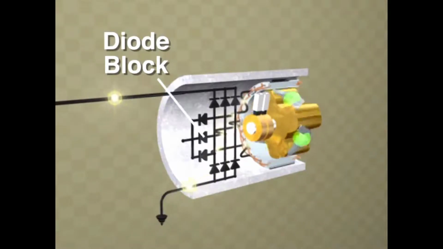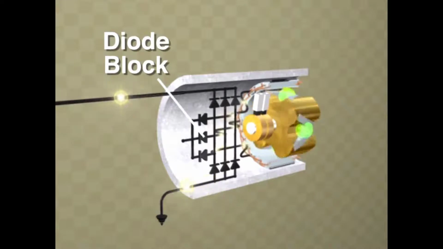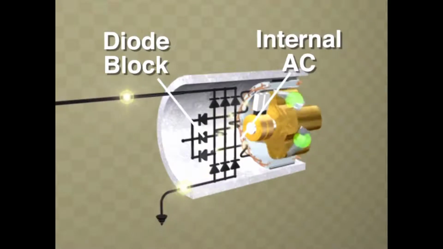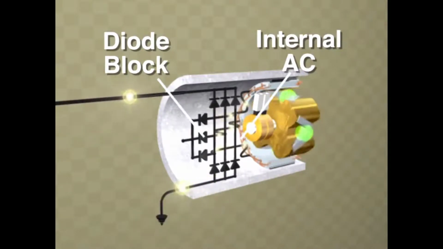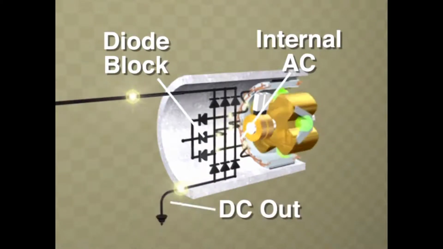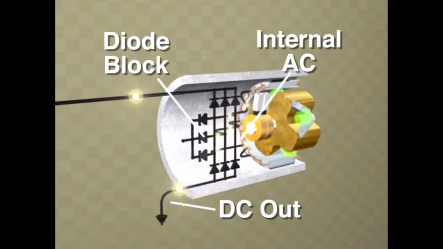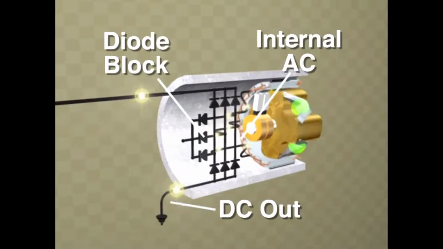As the alternator rotor turns, its magnetic flux cuts across and induces an alternating current into the stator windings. The AC is represented by the small balls of light or electrons moving back and forth from the stator output wires. The diode block converts the AC into DC. This is shown by the electrons flowing in only one direction, out of the alternator.